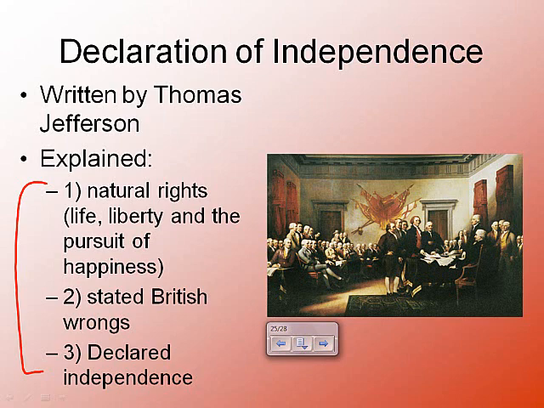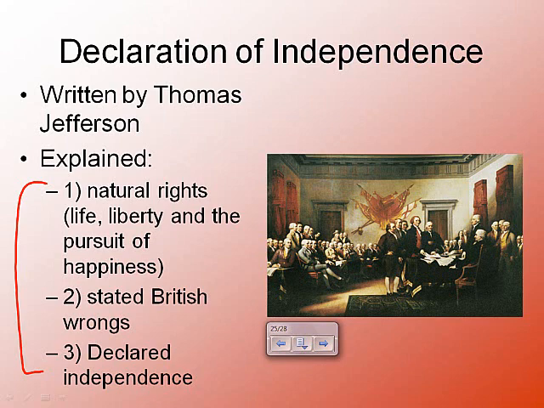Now, a really big misconception is that this did not mean that the colonies were then free. They have to win their independence through the war. This is just a declaration stating that they want their independence, and that's what they're going to fight for. It did not mean that they were then the United States of America. That doesn't happen until after the American Revolution is fought.